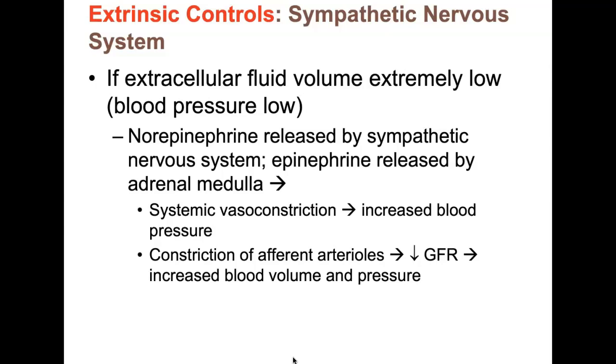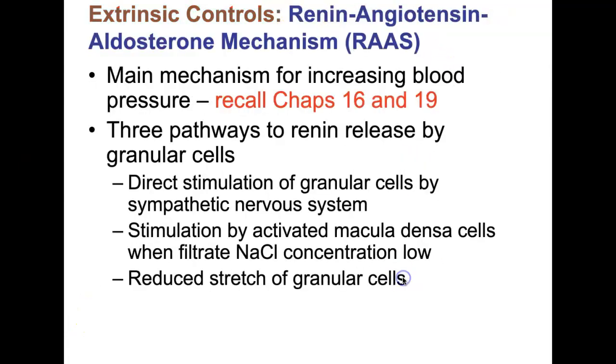So when blood pressure falls, norepinephrine, which you know is released by sympathetic nerve fibers, and epinephrine from the adrenal medulla cause vascular smooth muscles to constrict. Thereby, this increases peripheral resistance, bringing blood pressure back up toward normal. This is the baroreceptor reflex we discussed back in the chapter on blood vessels. As part of this reflex, the afferent arteriole also constricts. Constriction of the afferent arterioles decreases GFR and so helps restore blood volume and blood pressure to normal. So that's the sympathetic nervous system.